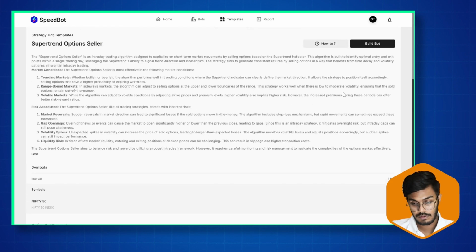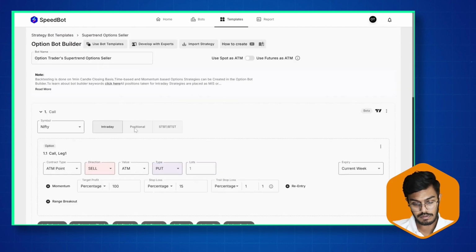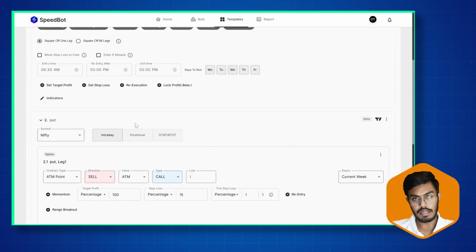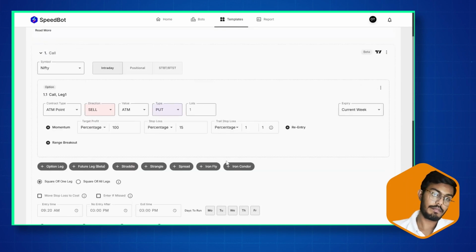All right, so if I'd like to replicate these particular conditions in my bot, I'll click over here. Now this is replicated into my account, and whatever parameters I would like to tweak, I'll be able to handle those and test it on the historical data. So I hope it is clear how you can access the strategy templates. Let's move on to the next question.